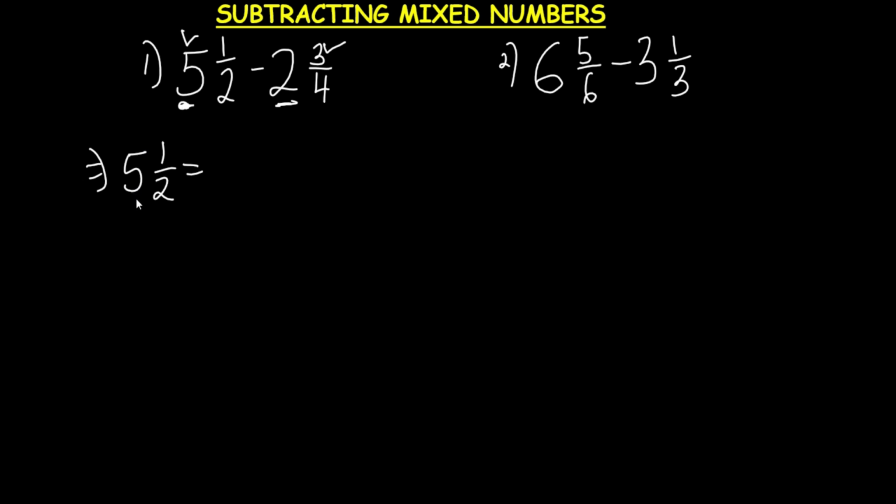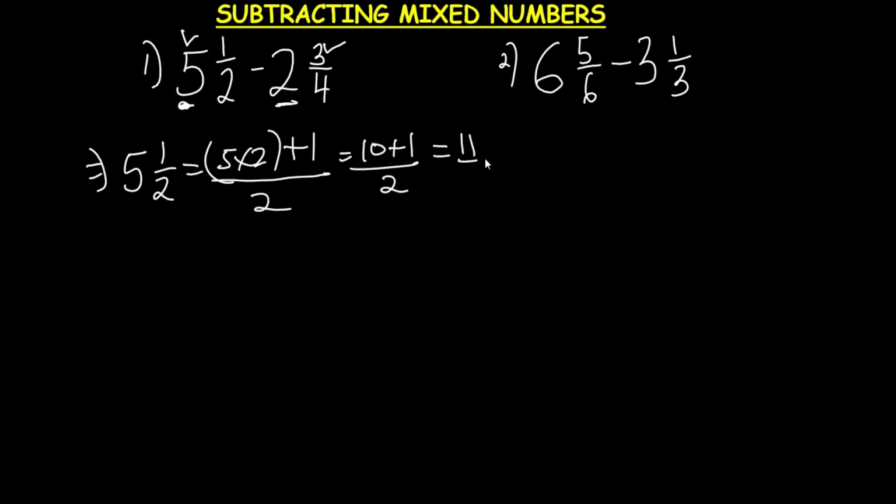Here, you first multiply the whole number by the denominator, which is 5 times 2. And then we add your answer to 1, and then we divide everything by 2. 5 times 2 is 10, plus 1, over 2, which will give you 11 over 2.